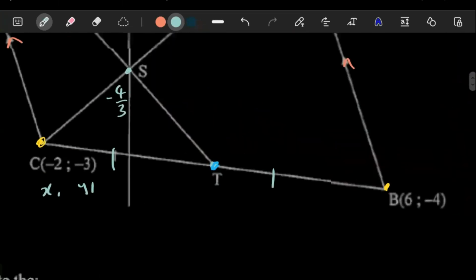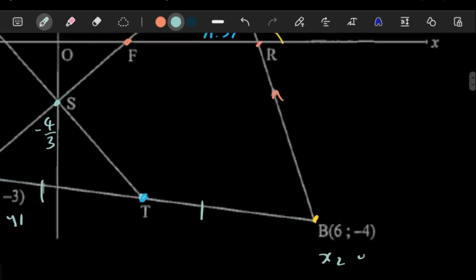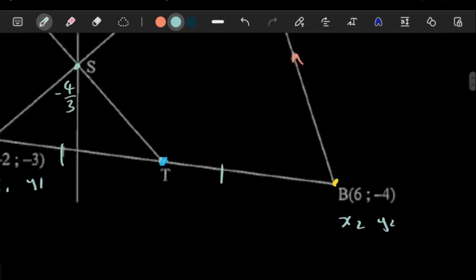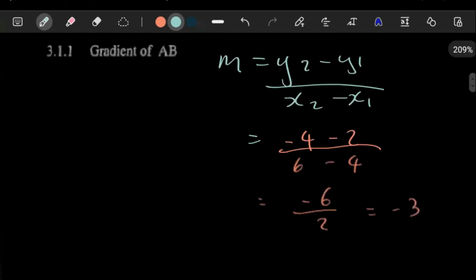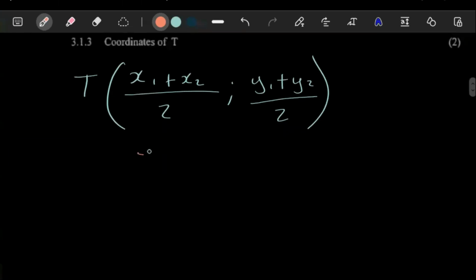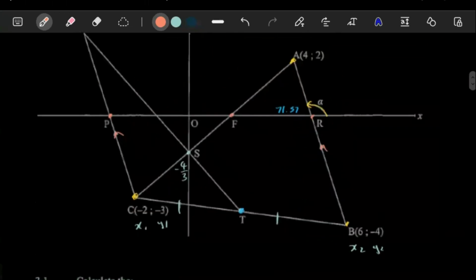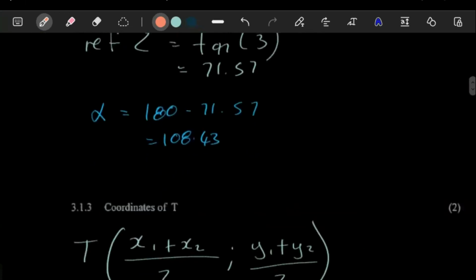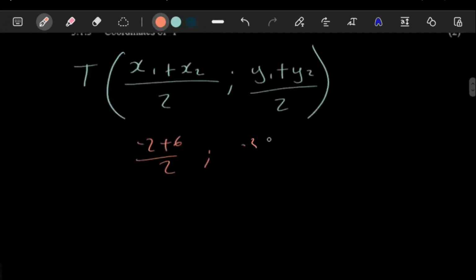x1, y1, x2, y2. So what is this going to be? It's going to be negative 2 plus 6, right? Negative 2 plus 6 over 2. And then here you're going to have the negative 3 plus negative 4. Negative 3 plus negative 4. All this is going to give you the coordinates of T.